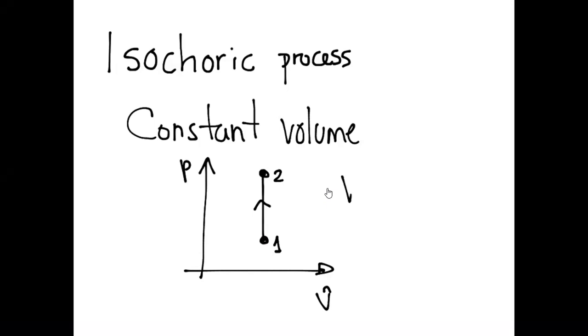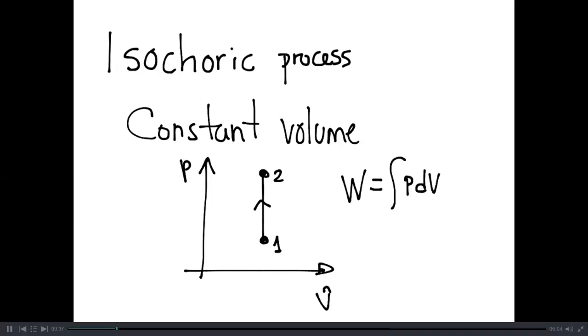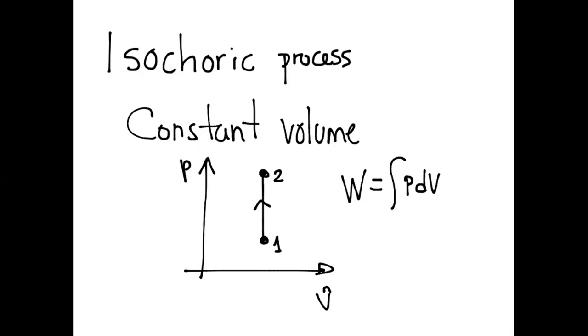And given the fact that the work is the integral of PdV, that's the moving boundary work, or the area below the curve, since the boundary is not moving, it's a rigid container, there is no area below the curve. The work here is zero.